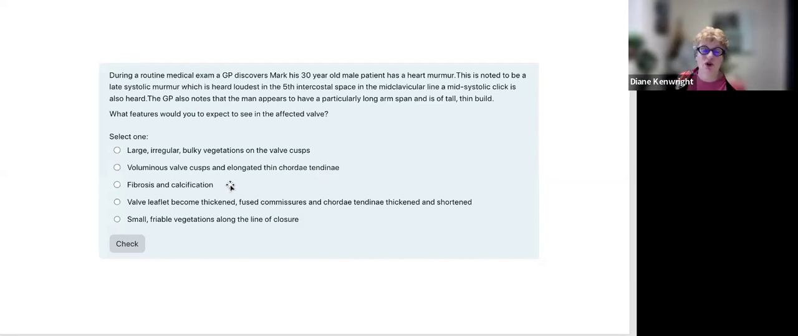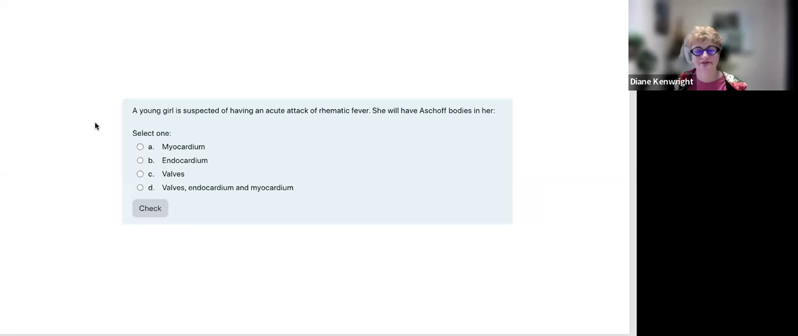Fibrosis and calcification? No, this is typical of aortic sclerotic calcification. This description here, thickened valve fused commissures, is rheumatic fever, and friable vegetations along the line of closure is acute rheumatic fever. So the answer is this. In Marfan syndrome, you get appearances similar to that in sporadic myxoid degeneration of the valve. All right, a young girl is having an acute attack of rheumatic fever. She has Aschoff bodies in her, and the answer is everywhere. All 3 areas are affected.